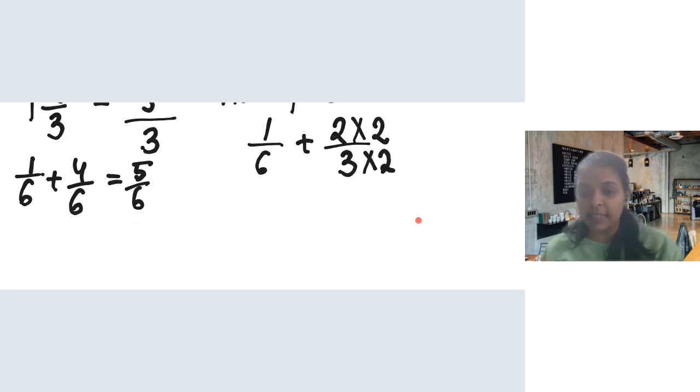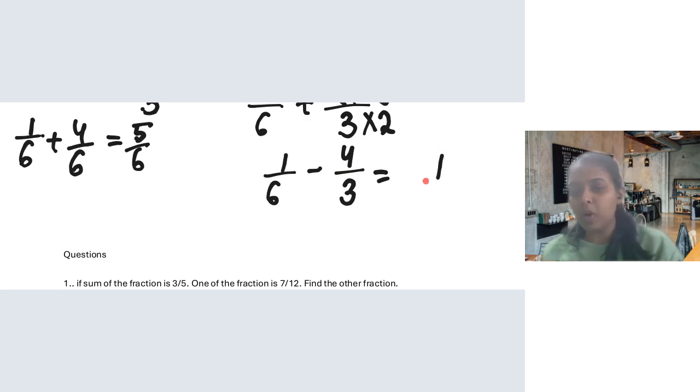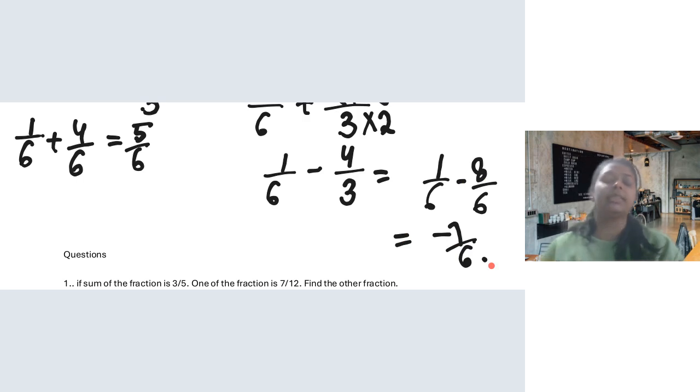Let's say I have a similar question. Okay, let's subtract this. Ma'am, again we need to make the denominator same. So if we go with the LCM method only, it will be 1 upon 6 minus 8 upon 6. Okay, 1 upon 6 minus 8 upon 6. What will be the answer? Negative 7 upon 6. Negative 7 upon 6. Very good.